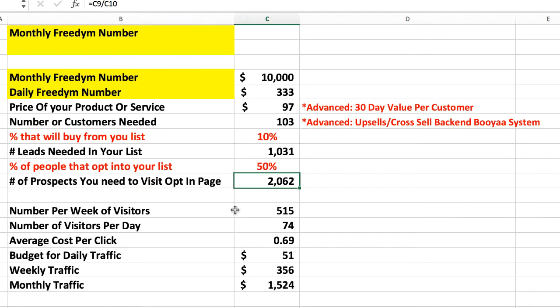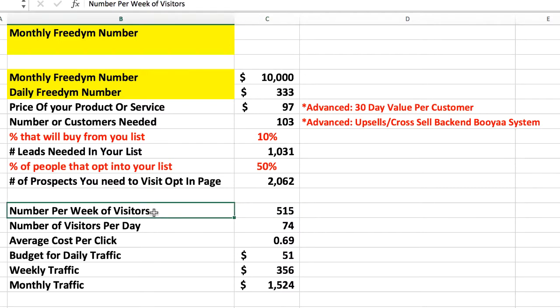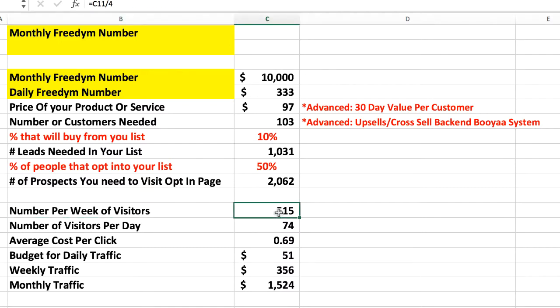So now this is where the magic happens, okay? A lot of people miss this step or don't even do it, and go blindly and start spending money willy-nilly on ads. And that's crazy, right? Let's get a roadmap for you. So this spreadsheet calculates for you the number per week of visitors you're going to need, right? And the calculations are up here, but basically it's this divided by 4.